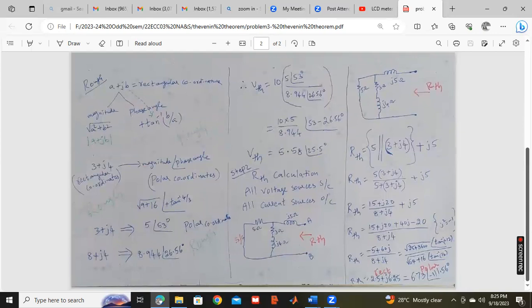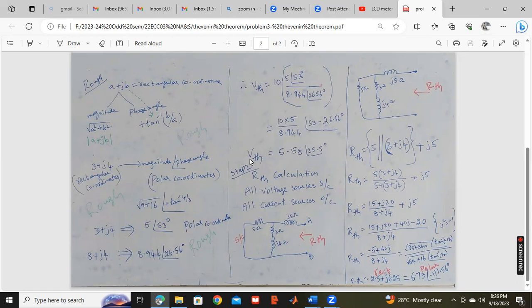Now further simplification. The magnitudes we can operate as they are: 10 into 5 in the numerator, and the denominator is 8.94. For the phase angle, the denominator angle comes to the numerator as minus. So 53 is the numerator phase angle, and minus 26.56 from the denominator. 50 divided by 8.94 is 5.58, and the angle becomes 26.5. This is the VThevenin value. VThevenin completed.